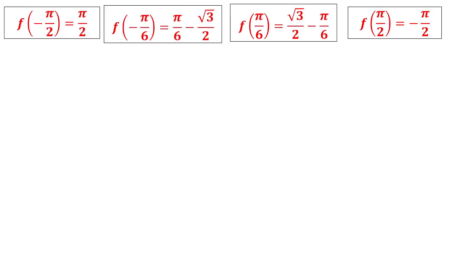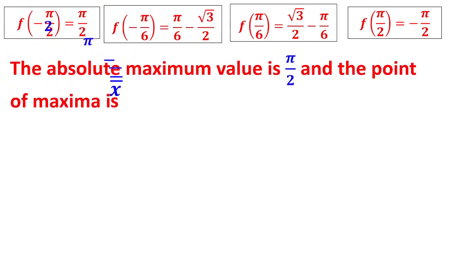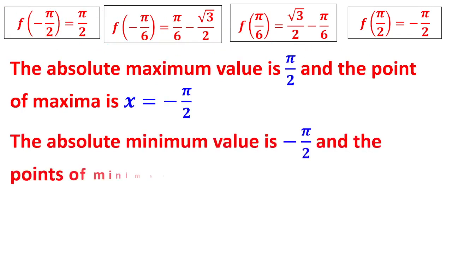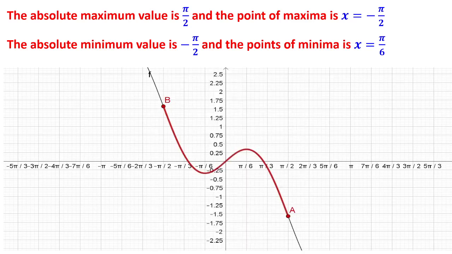Let me compare these values now. Out of all the values, the absolute maximum is pi by 2 and the absolute minimum value is minus pi by 2. And you are seeing in the graph of this function that its maximum value is at minus pi by 2, minimum value is pi by 2. Sorry, at pi by 6, sorry. Minimum value is pi by 6. So anyway, the graph is very clear here.